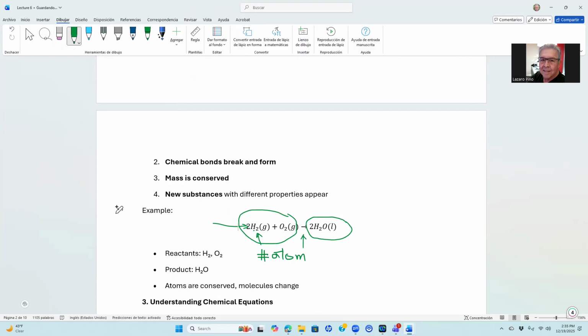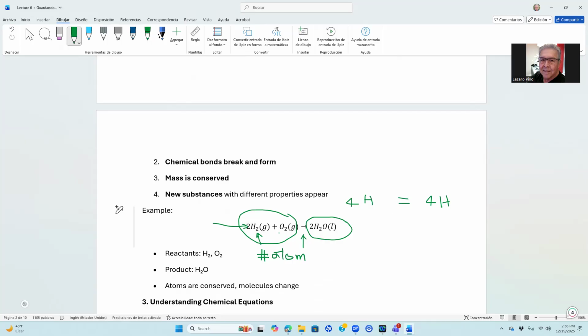The number of atoms on one side must be the same for the same type of atom. You must have the same number of atoms in the reactants as in the products. Look at this. 2 times 2, you have 4 hydrogen. And in the products, you have 2 times 2, also 4 hydrogen. Then we can say that hydrogen is balanced.